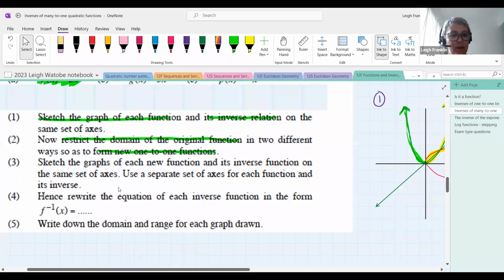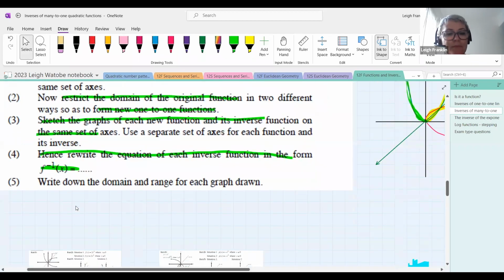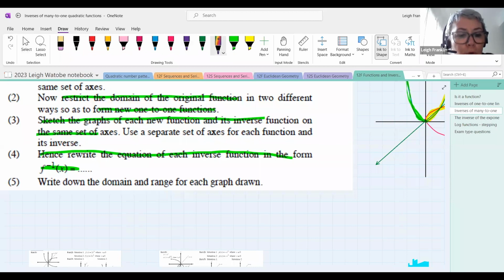All right, so let's go back here and have a look at what they asked. So we've done this. We have sketched the graphs. We've sketched the graphs of each new function and its inverse on the same set of axes. And then, hence, rewrite the equation of each inverse function in the form using functional notation. So this is very important. I just want to emphasize this again as well. You are only allowed to use this notation if the graph is a function.